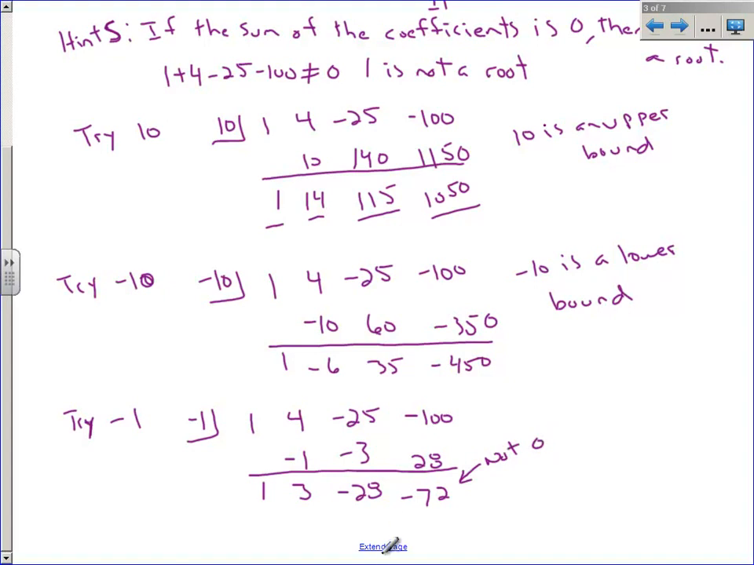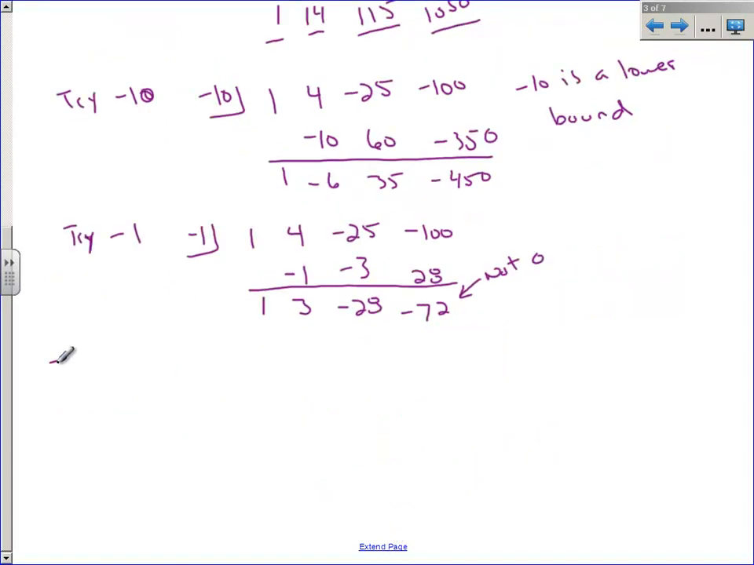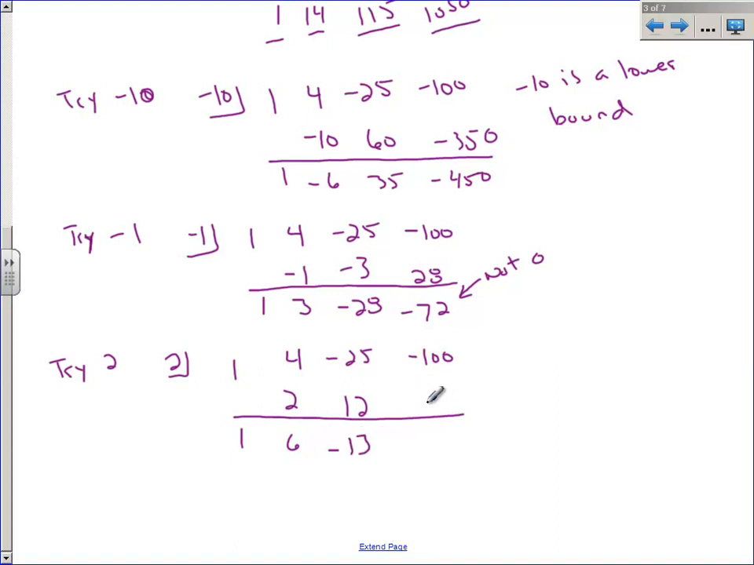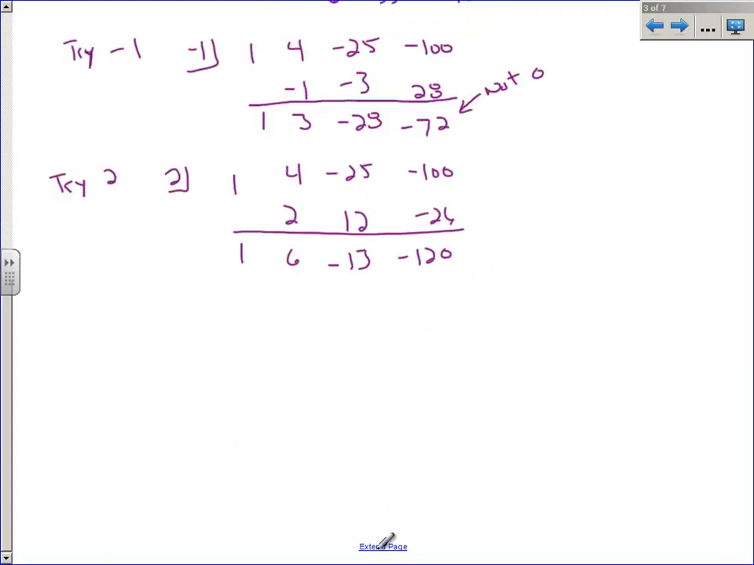All right, well, let's try 2. 1, 4, negative 25, negative 100. Draw a little bar. 2 times 1 is 2. Add. Multiply. What is that? Negative 13? Is that right? Multiply. That didn't work either. All right, let's try negative 2.